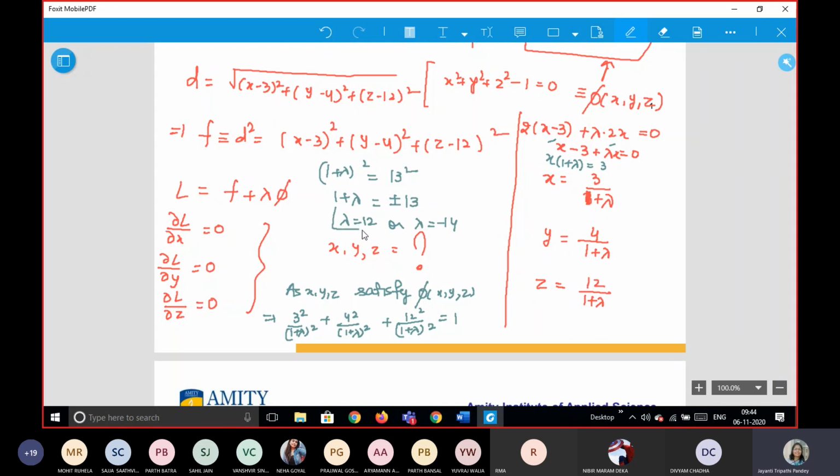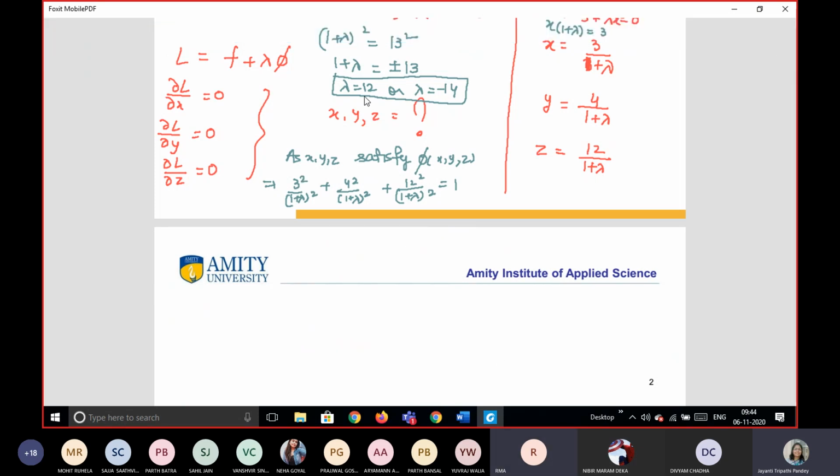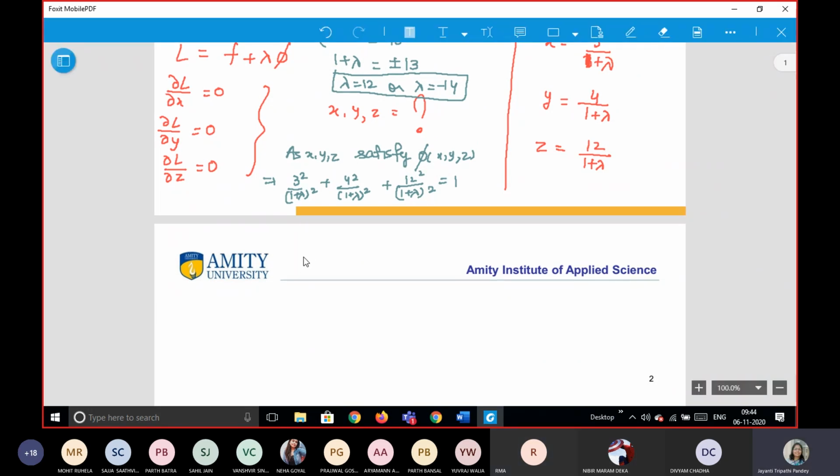Now the thing is, you are getting two values of lambda. So you have to find the distance in both the cases. The minimum value is on 12. That means you have calculated both the values, right? Yes, ma'am.